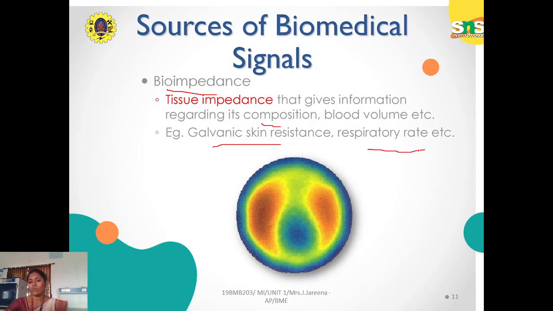And also we have the respiratory rate. Due to the expansion and relaxation of the lungs, your chest will expand and relax accordingly. With this concept of bioimpedance, whenever we have inhalation and exhalation, the impedance of the chest skin will vary accordingly. By measuring the skin impedance over the chest, we come to know the respiratory rate. So this is an example of bioimpedance.